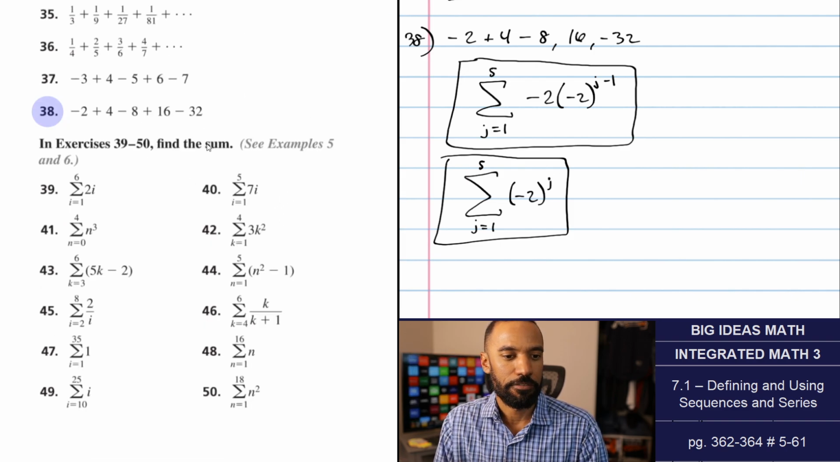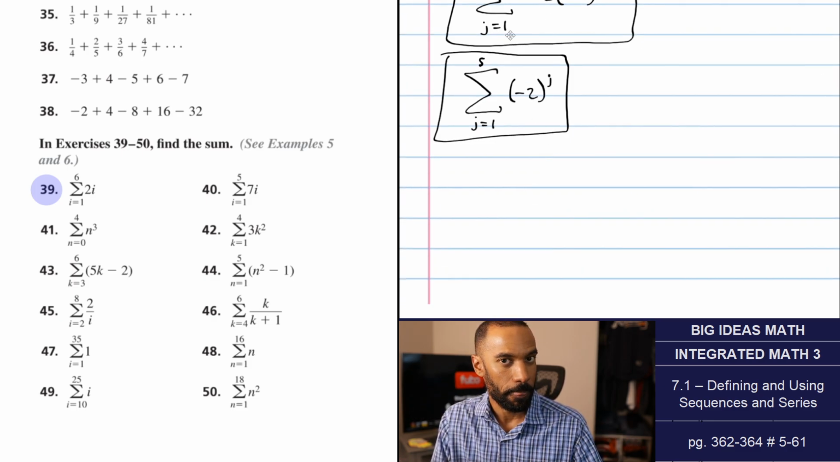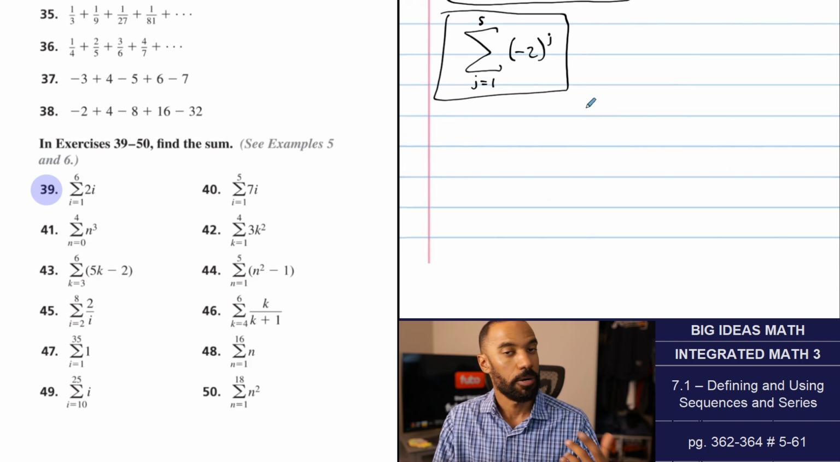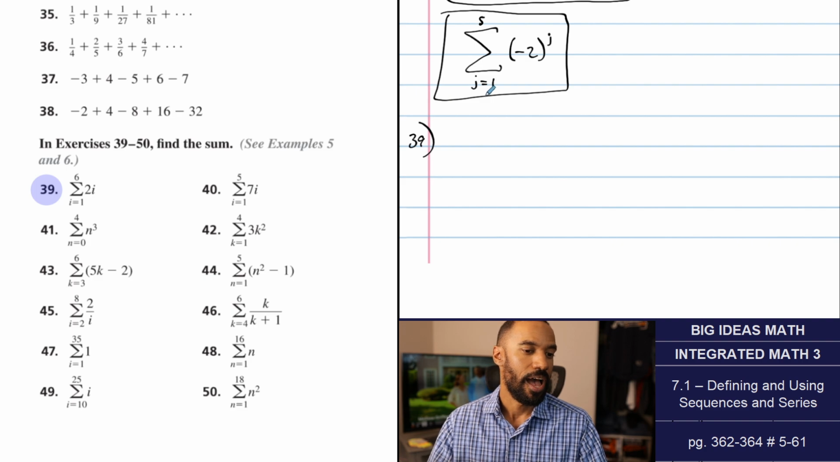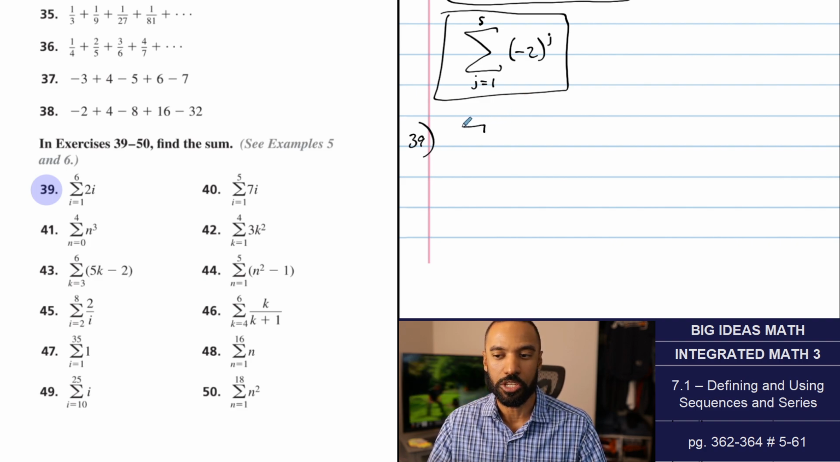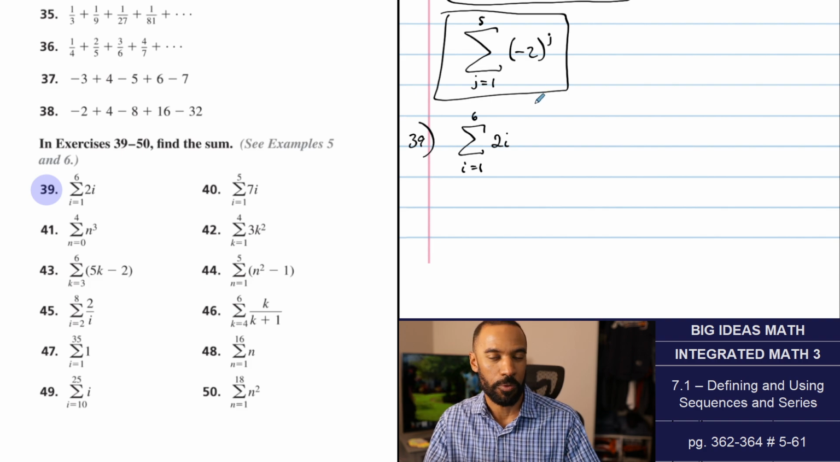Okay, in 39 to 50, find the sum. This is where we are going to evaluate, but they start by not giving you what the terms are. So we actually have to come up with them. I would probably have started with these problems if you didn't know how sigma notation worked when it comes to following the video. So you can then figure out how it works and why we write it the way we do.